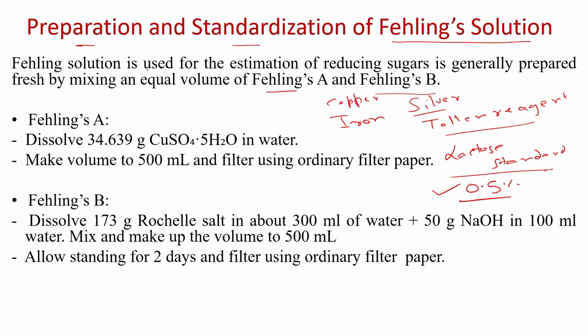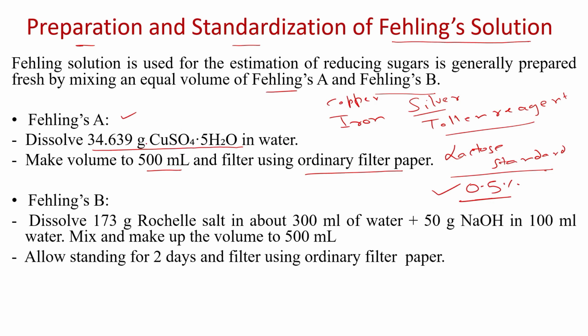Fehling solution, which is used for the estimation of reducing sugars, is generally prepared by mixing an equal volume of Fehling solution A and Fehling solution B. To prepare Fehling solution A, dissolve 34.639 gram copper sulfate pentahydrate in water and make up the volume to 500 ml. Filter using ordinary filter paper. So this is how Fehling solution A is prepared.